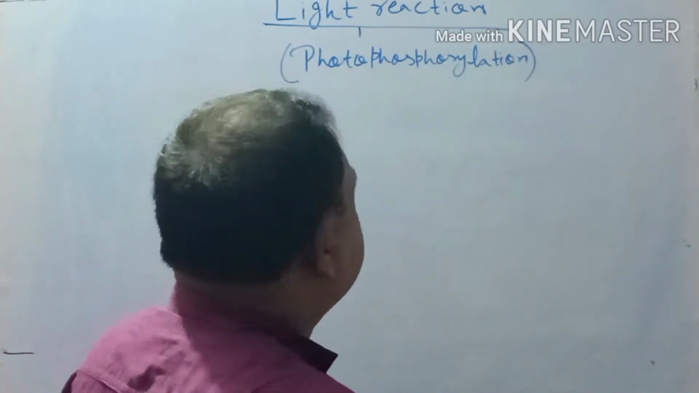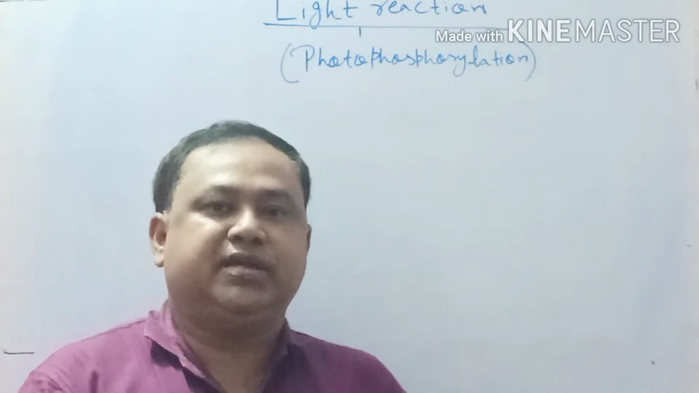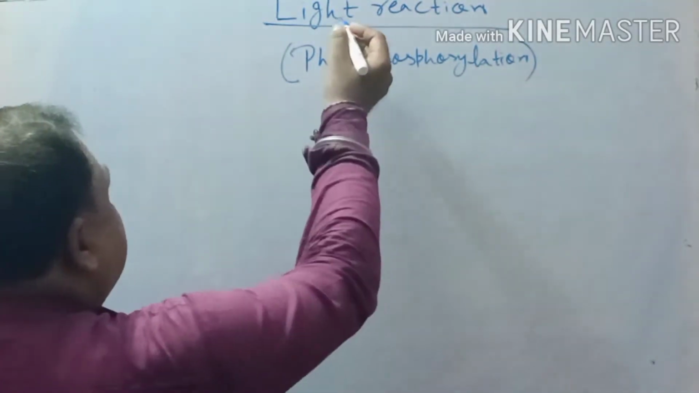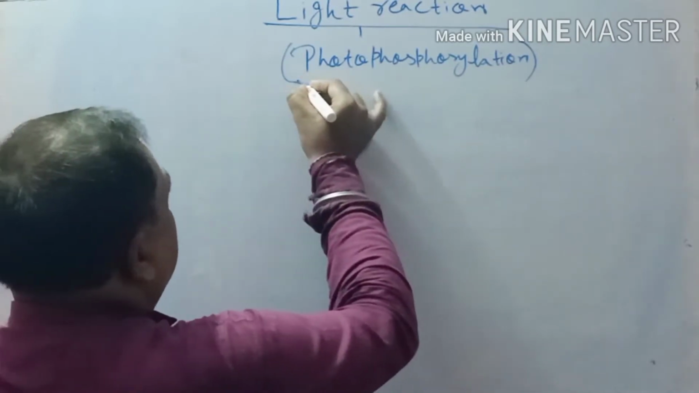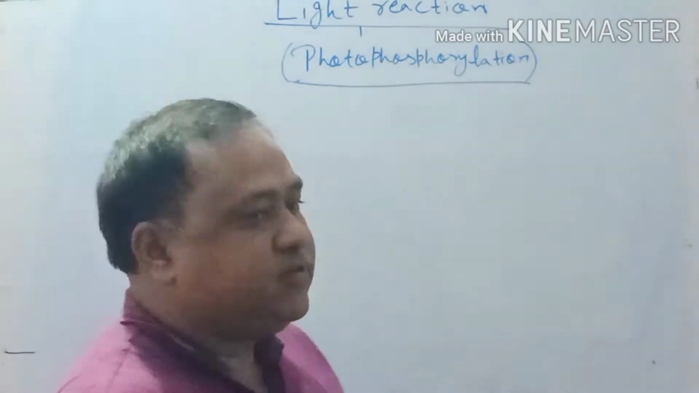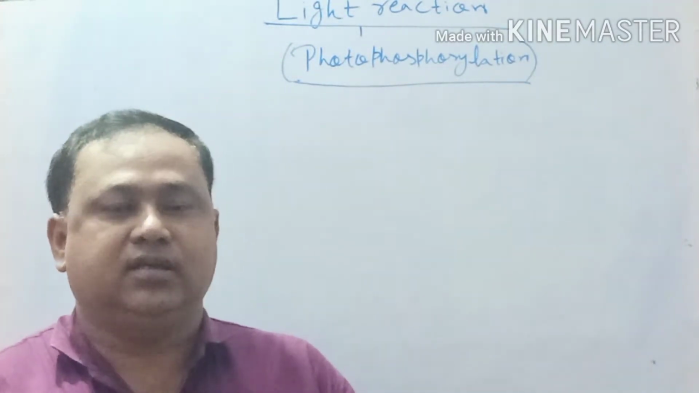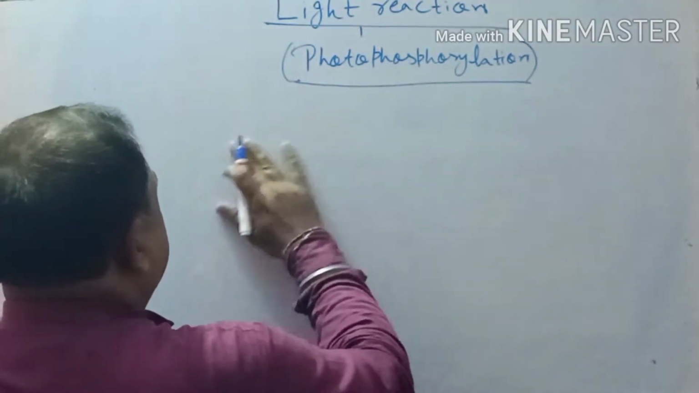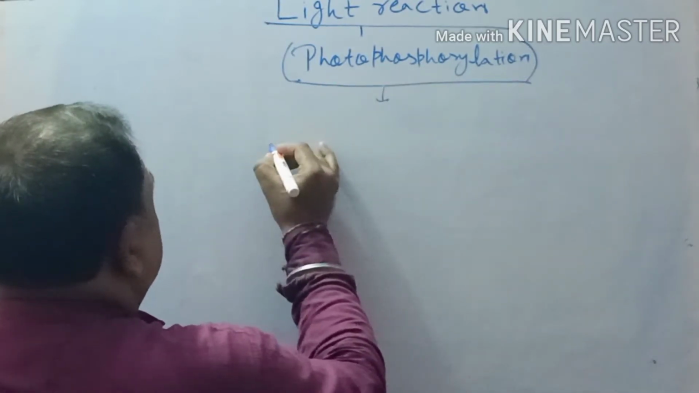Actually, light reaction is a light dependent process which takes place in the thylakoid of the chloroplast. And what is the meaning of photophosphorylation? First of all, we have to know what phosphorylation is exactly. When we know about phosphorylation, then we will go on to discuss photophosphorylation.